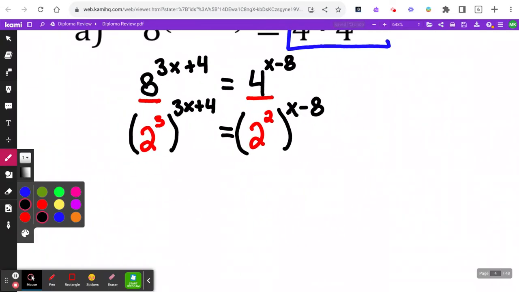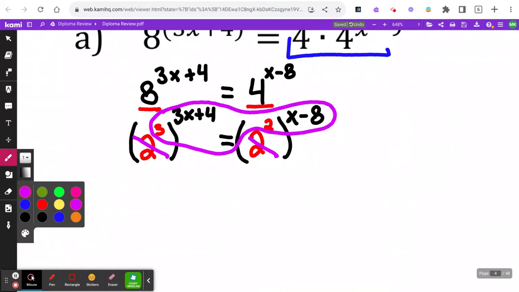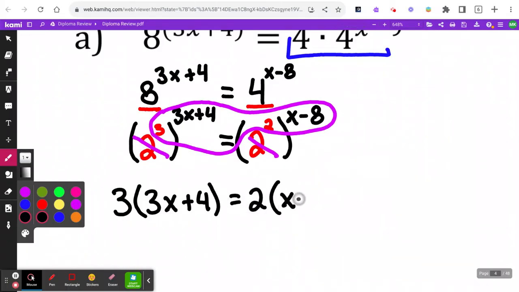The reason we do this is because if the bases are the same, they already equal. So you can ignore the bases and focus on now the exponents have to equal each other. This gives me a new equation. That new equation is 3 times (3x plus 4) equals 2 times (x minus 8).